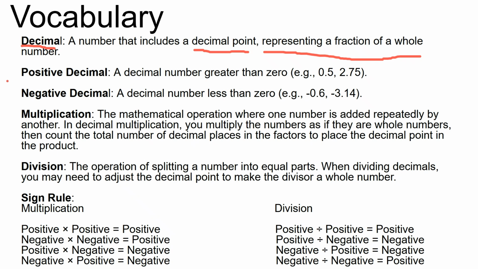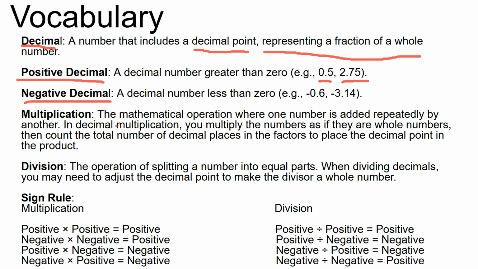Now we have positive decimal. When we say positive decimal, these are decimals that are greater than zero. Our examples are 0.5, yes, they are greater than zero, and 2.75.